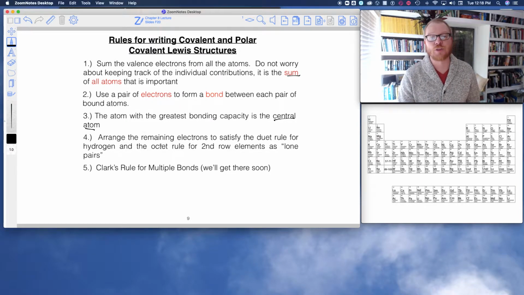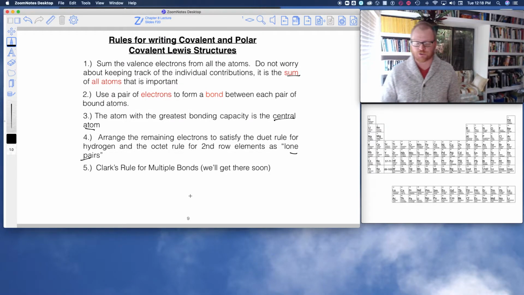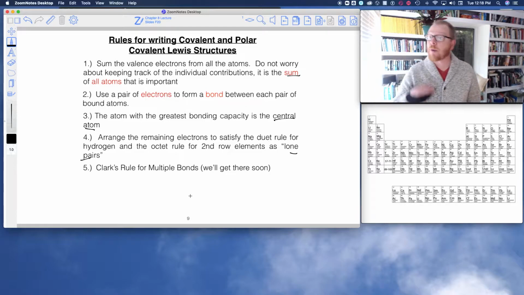So we arrange the remaining electrons from our sum around everything to satisfy the duet rule for hydrogen and the octet rule for second row elements. For now, let's just say for everything else, as lone pairs. And then Clark's rule for multiple bonds. We'll get there soon. For now, this is just the simple Lewis structures, but we're going to build upon these to get into the more complicated ones. So for now, we're just going to look at rules 1 through 4.